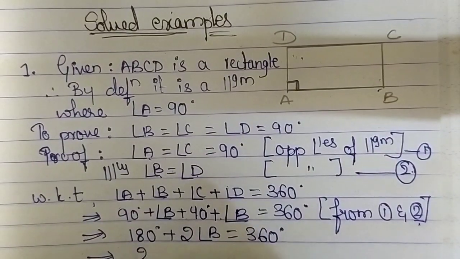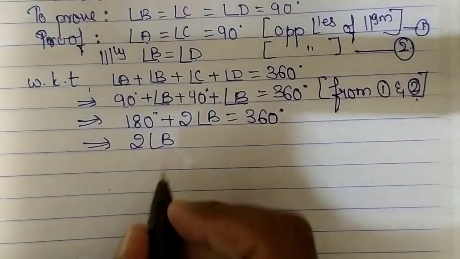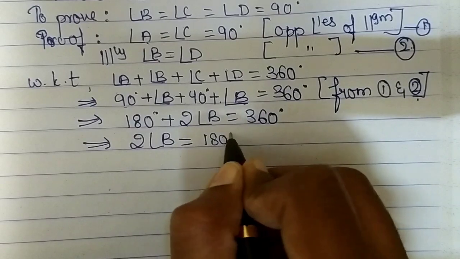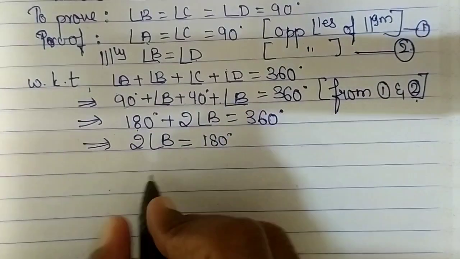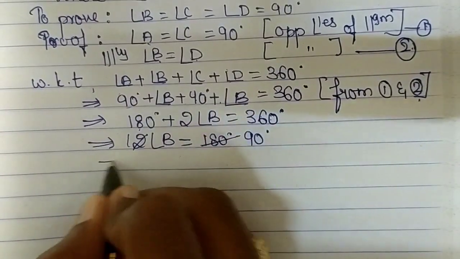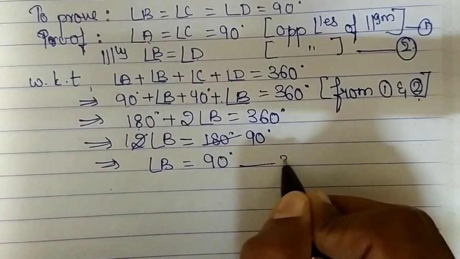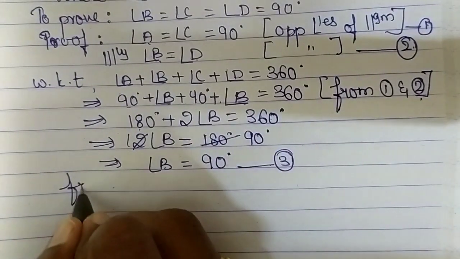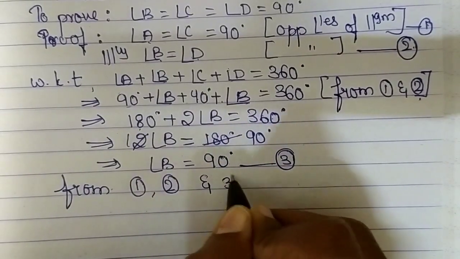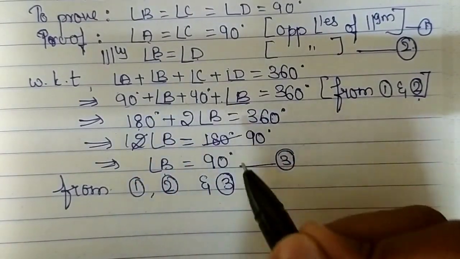So this implies 2 angle B is equal to 180 degrees. 360 minus 180, you will get 180 degrees. So 2 ones are 2, 2 nines are 18. So this implies angle B is equal to 90 degrees. This is result 3. From 1, 2 and 3, since angle B is 90 degrees, we know that B is equal to D, so angle D is also equal to 90 degrees.